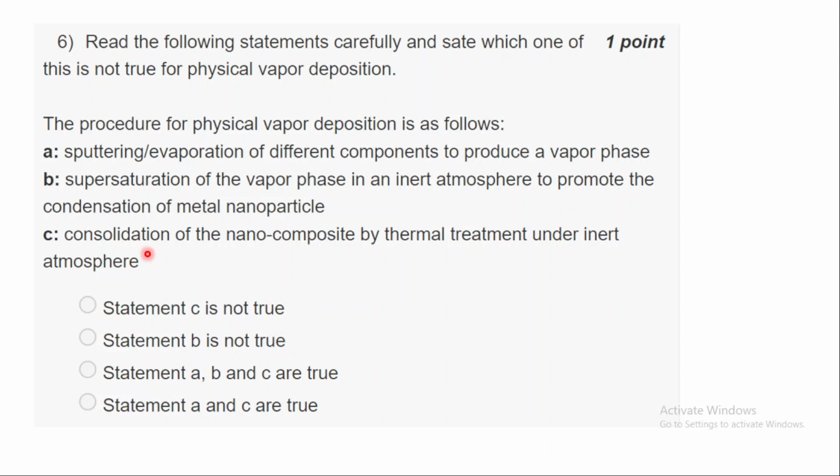Now statement C: consolidation of nanocomposite by thermal treatment under inert atmosphere. This is also true. Thermal treatment here means the evaporation method of physical vapor deposition. Thermal energy is also a part of the physical mode of synthesis. Consolidation of nanocomposite is a little bit of a tricky statement.